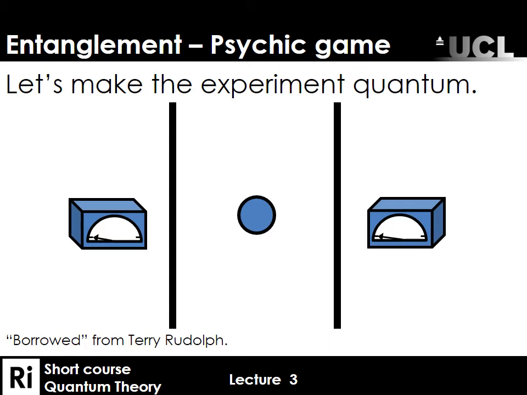So say player one says, if I get a heads, I rotate it by 30 degrees, and if I get a tails, I rotate it by 60 degrees. And player two goes, if I get a heads, I'm going to rotate it by 15 degrees. If I get a tail, I'm going to rotate by 80 degrees. And for whatever game you come up with, there's an optimum strategy which you can work out for doing this.